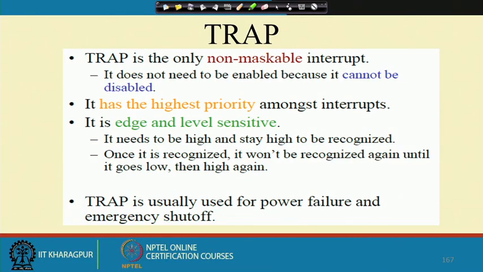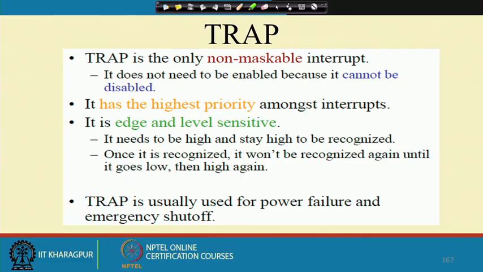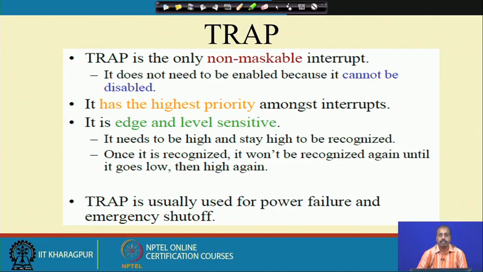So, the other interrupt that we have in 8085 is the trap interrupt. This is equivalent to RST 4.5 and it is the only non-maskable interrupt. So, it is not affected by the EI/DI instructions. It is always enabled. It does not need to be enabled because it cannot be disabled. So, there is no question of enabling it, and the priority is the highest among all the interrupts.